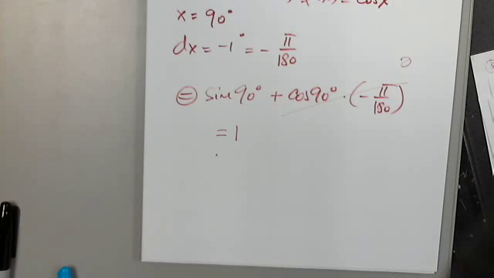So let's check. Does it make sense? So we want to make sure that the mode is in degree. Yes, it is. So we want sine 89 and see how close it is to 1. Quite close. Yep.